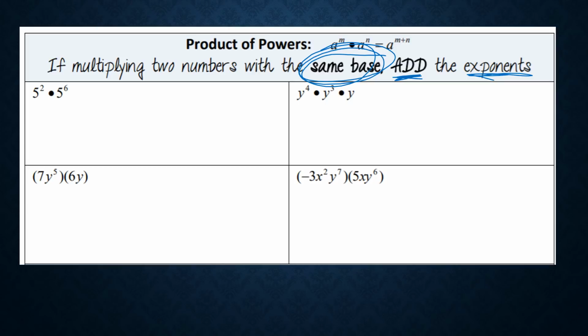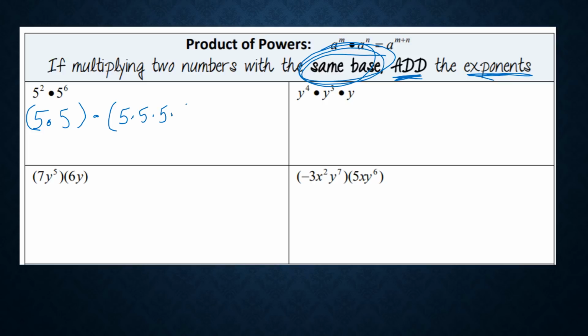So let's take a look at our first example. If we ask you to simplify the exponents as compared to evaluate, those are two different things. Evaluate means we want the actual value. I want to know what 5 squared times 5 to the 6th is. Sometimes we just want you to simplify it. So in this case, we want 5 squared. So we know that that means 5 times 5. And then we're going to multiply that by 5 to the 6th.